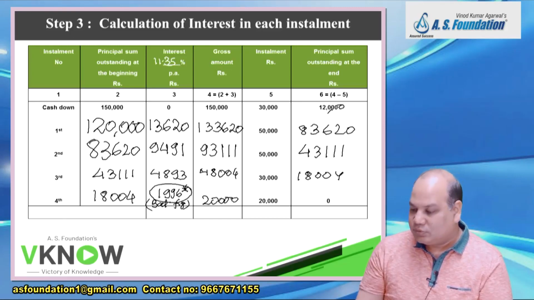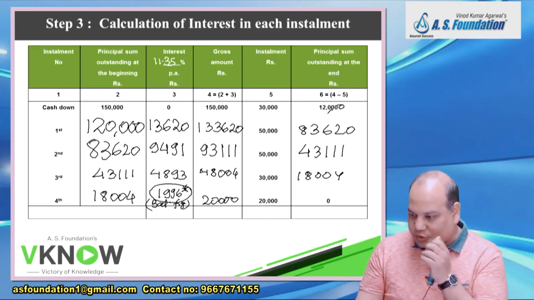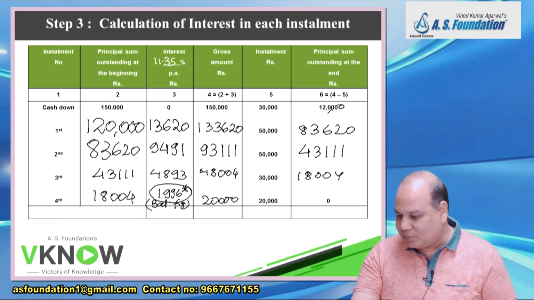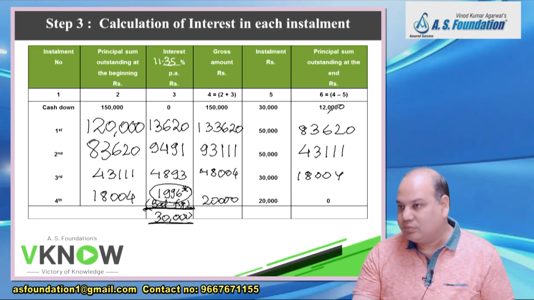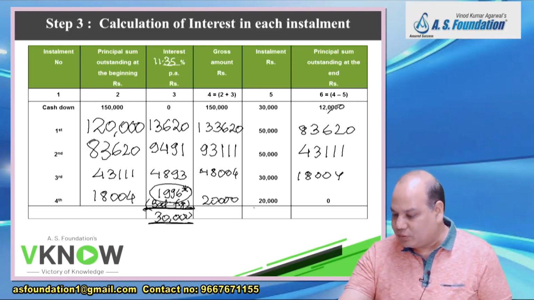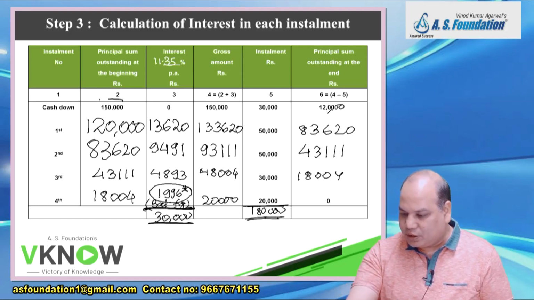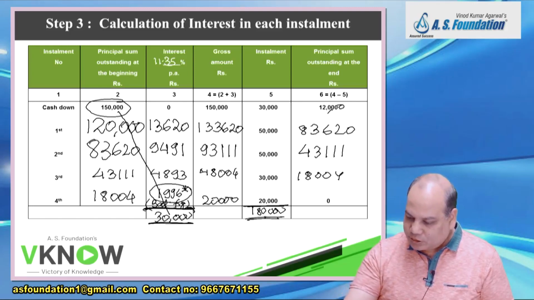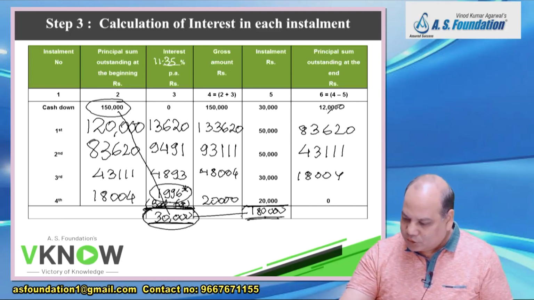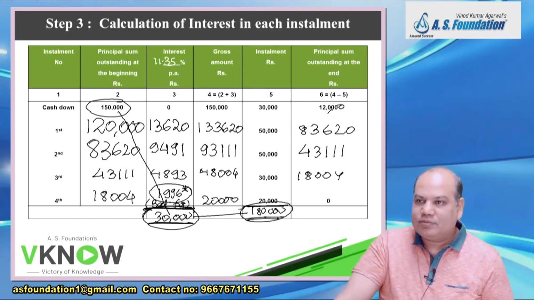That we have done. So what is the total of the interest column? Interest column total. Should it be 30,000? Check, cross check. 30,000. Total of installment 1,80,000, cross check, and therefore it is 1,50,000 cash down, cash price plus 30,000 interest should match with the HP price.